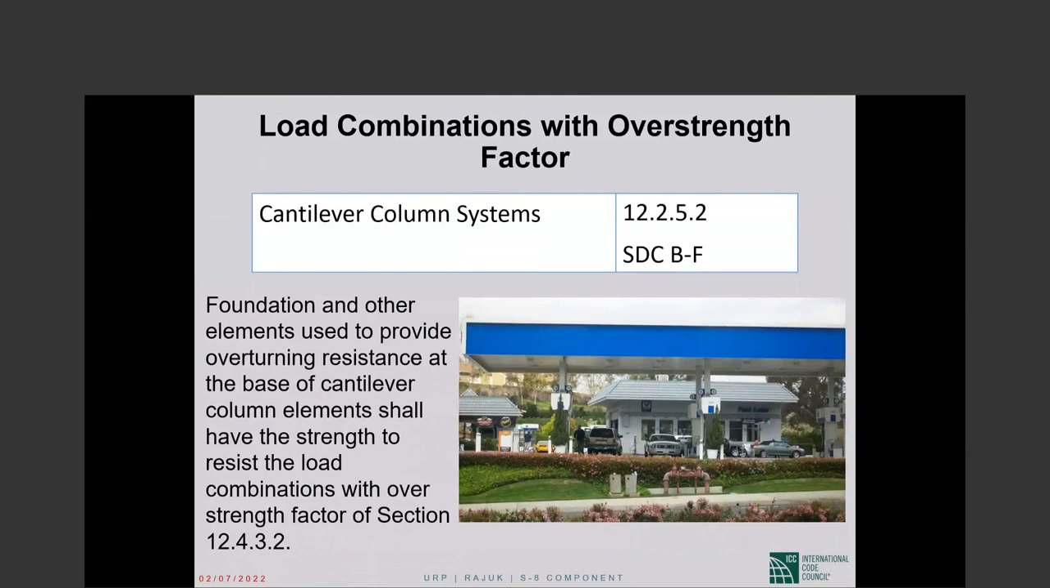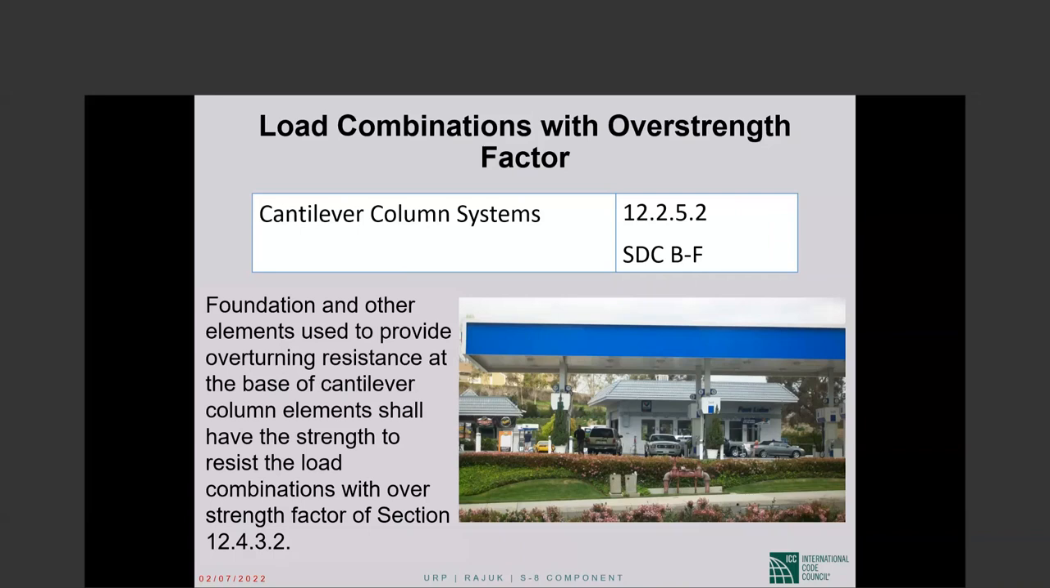Pretty much the final topic before I go to today's session. There are the regular load combinations that we saw, and then there are load combinations with overstrength factor, as they are called, in ASCE 7 as well as BNBC 2020. Overstrength factor, load combinations with overstrength factor.